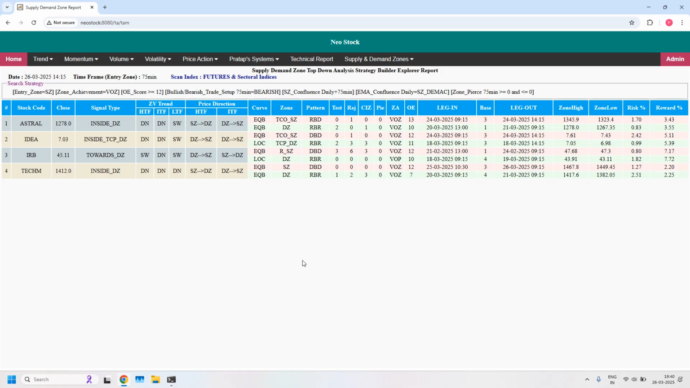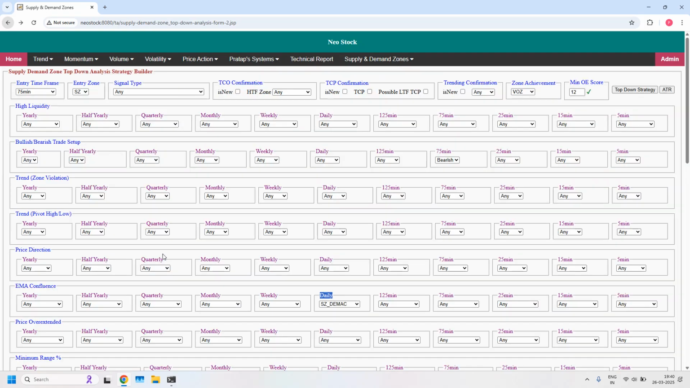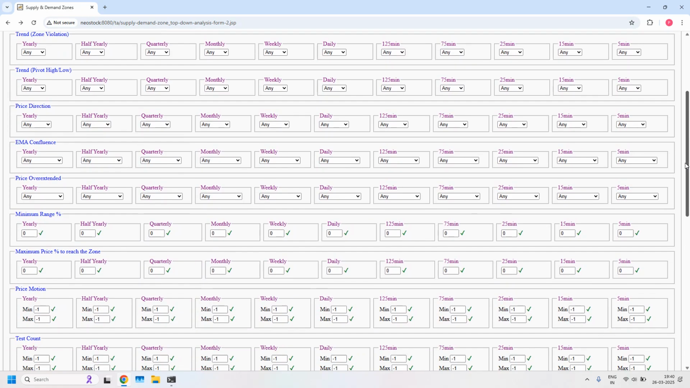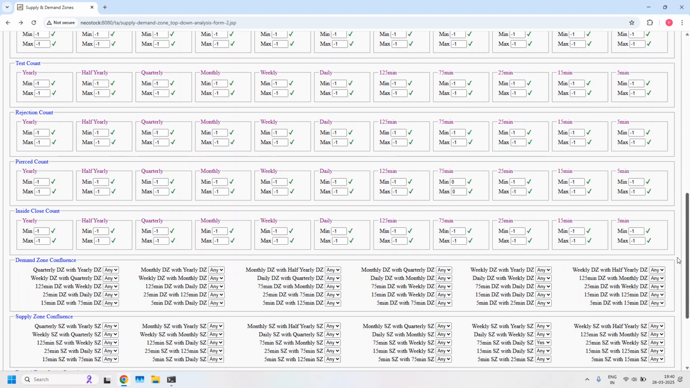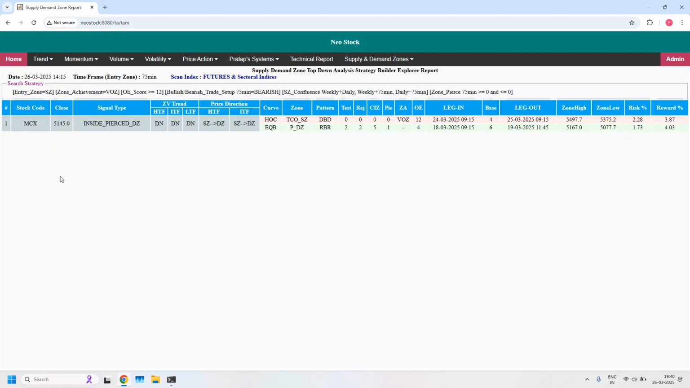Okay, next we will filter based on LTF, ITF and HTF supply zone confluence supported stocks. Removing the EMA filter. In supply zone confluence, we should set 3 filters. First filter is already enabled. Next, 75 with weekly supply zone confluence. Daily with weekly supply zone confluence. With all the 3 filters, we got only 1 stock. So this 75-minute supply zone overlapped with daily, both together again overlapped with weekly supply zone.